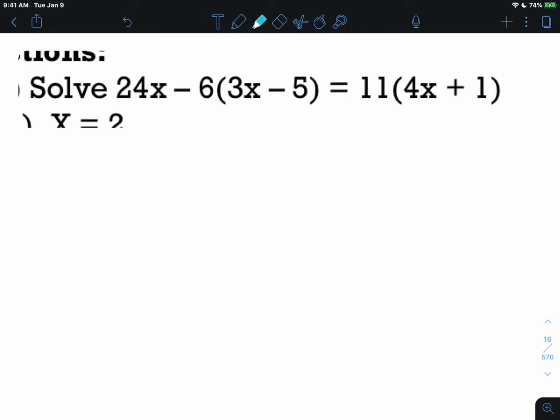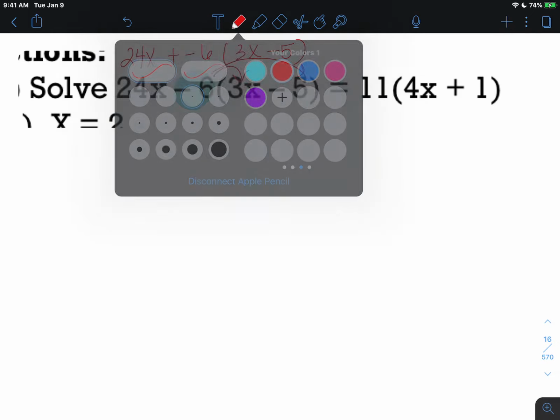So first of all, I want you to notice something. This minus 6 go together. So just to explain why, you could also write this like this, plus negative 6 parentheses 3x minus 5. So technically that's part of the 6, okay? So don't just go distributing and then leaving the negative out and forgetting about it, all right? Let's go ahead and go through this problem.